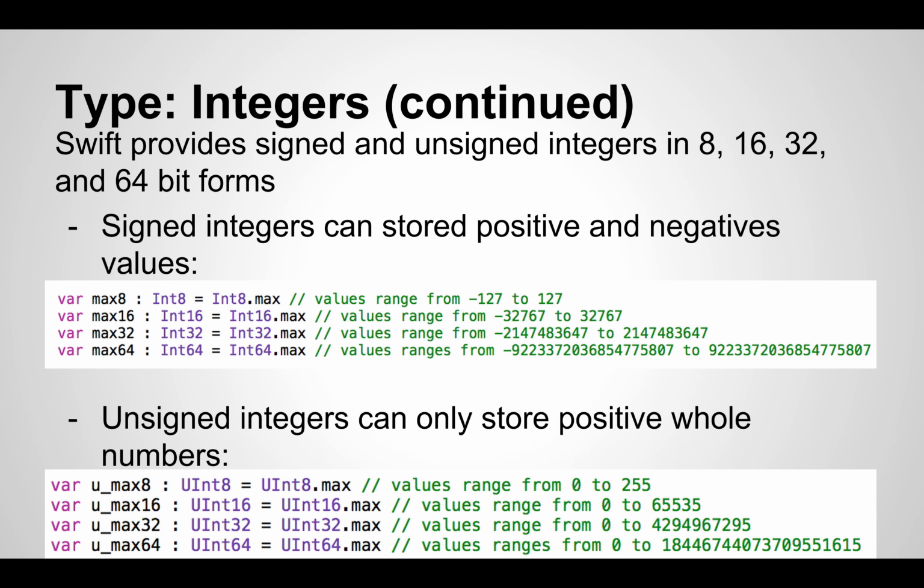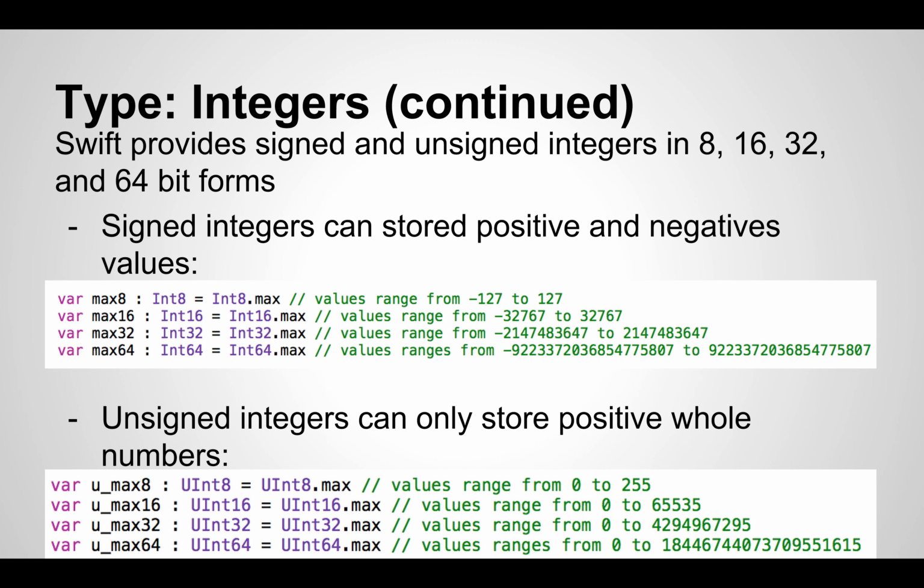Swift provides signed and unsigned integers. Let me explain what signed and unsigned are. But first of all, I want to tell you that they come in 8, 16, 32, and 64-bit forms. For those of you that don't know what bits are, a bit is basically a representation of a 0 or 1. And 8, 16, 32, and 64 are the size of the chunk. So a chunk of 8 would be 8 bits in a row, 8 digits in a row, and these digits can only be 0 or 1. So 64-bit would be 64 zeros or ones in a row.